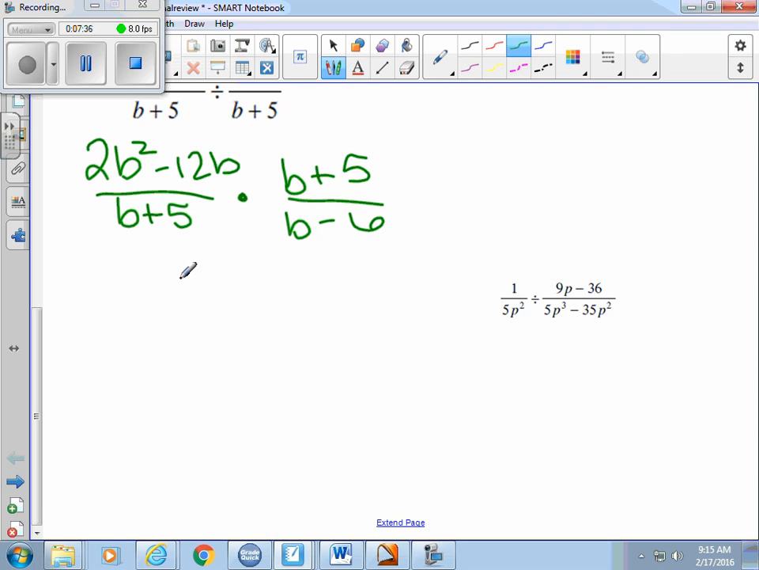In fact, if you're doing it on your homework, you might not ever write it down on your paper as a division problem. You may just flip it and write it down as multiplication to begin with on your homework. Does that make sense? Okay, now I'm going to factor.